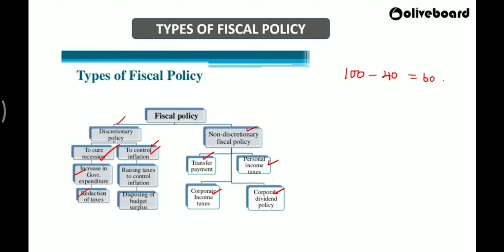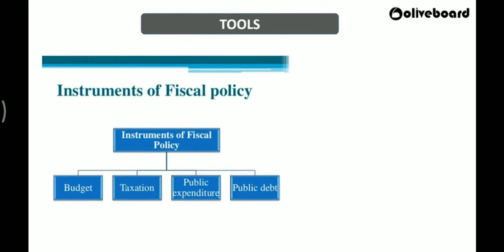Non-discretionary policy means these are called automatic stabilizers. These fiscal policies are there, and they will counteract with what? They will interact with the counterparts of the discretionary policies. So if something happens because of discretionary policies, the counterparts will be answered by which one? Non-discretionary fiscal policy, because these are all inbuilt fiscal policies. Now, what are the instruments of fiscal policy?